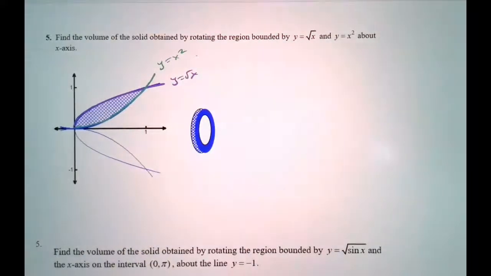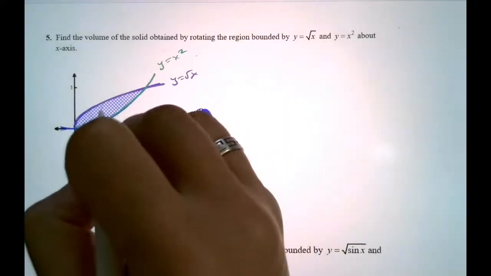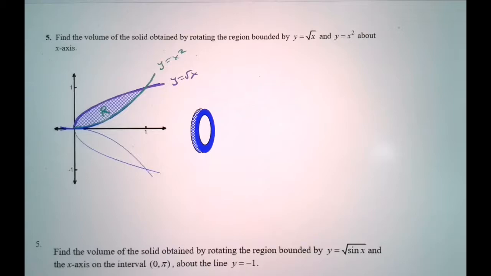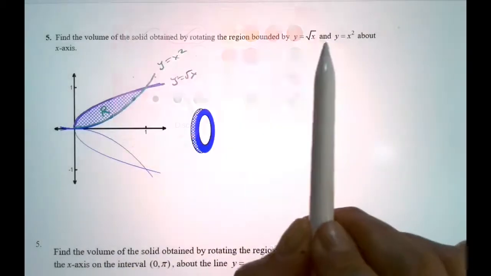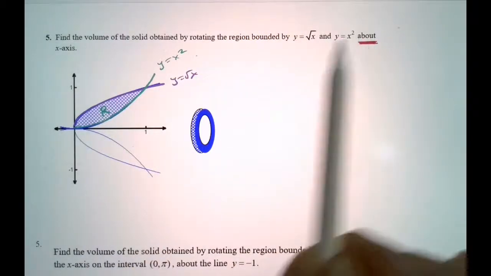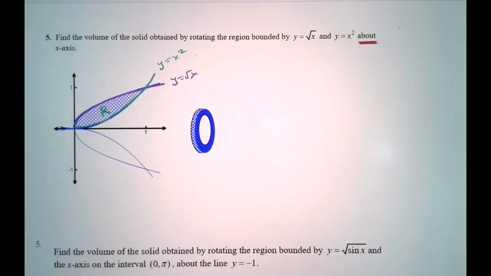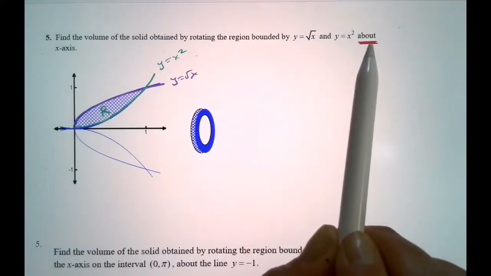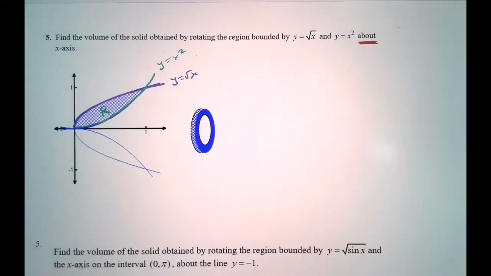So nice to mark up your picture. So we're going to find the volume of the solid obtained by rotating the region bounded by the square root of x and y equals x squared. Here's my region R that is shaded, right? And right when you see that word about, you take a break and make sure, do I have my region set up? Do I have everything shaded in? Now, separately from that, you care about where you're spinning. So I've got my region shaded.